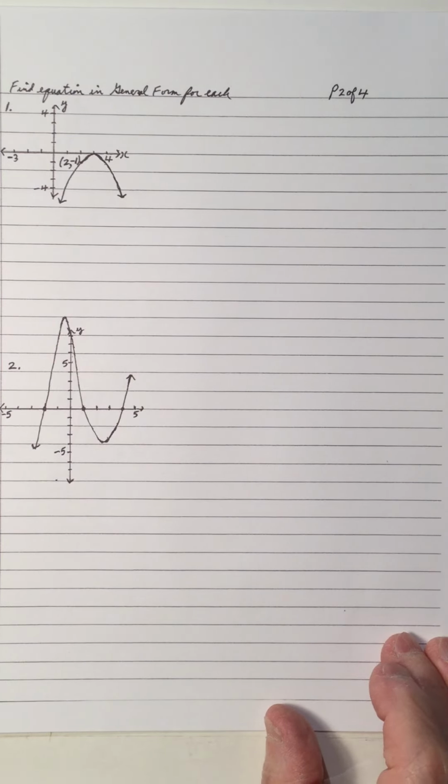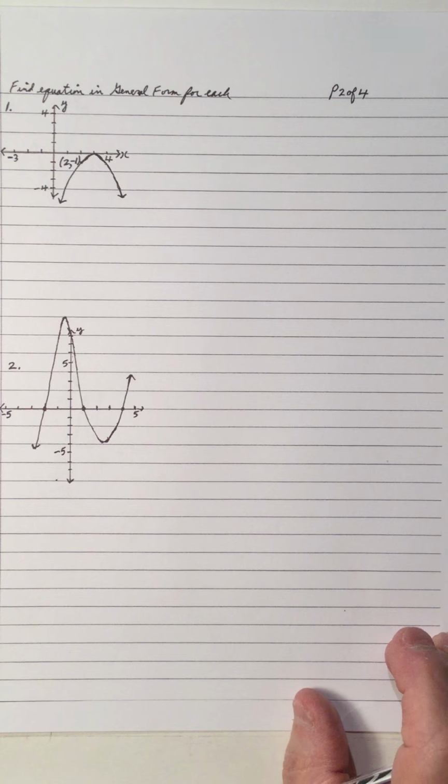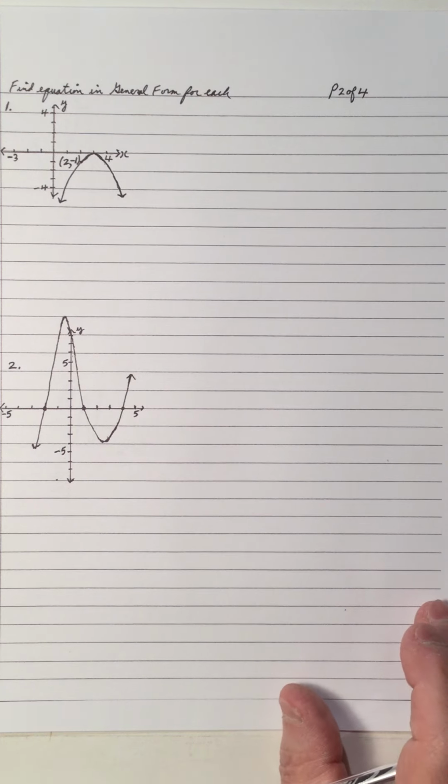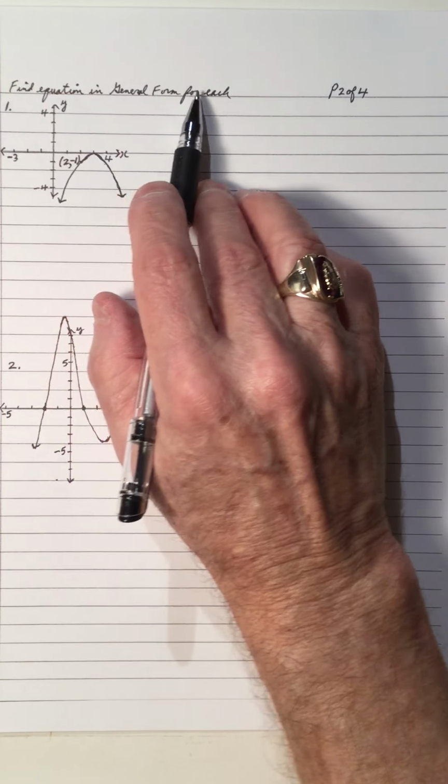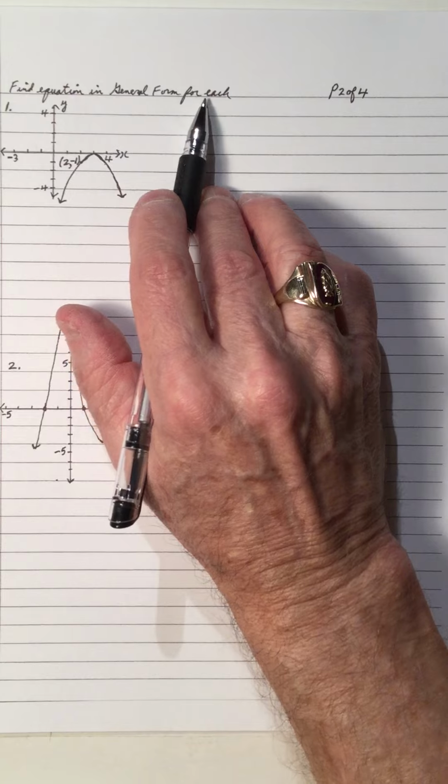Let's do some examples, and again you can pause the video and work these out before I do to see if you understand what you're doing. Here we go. Find the equation in general form for each.